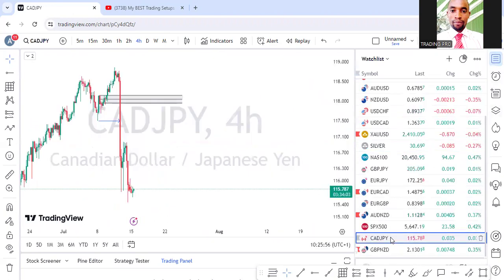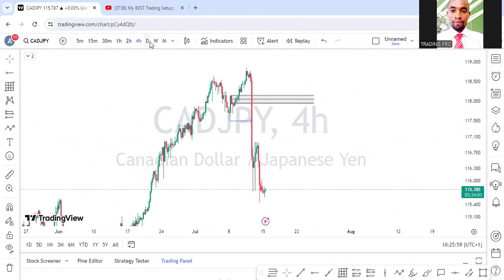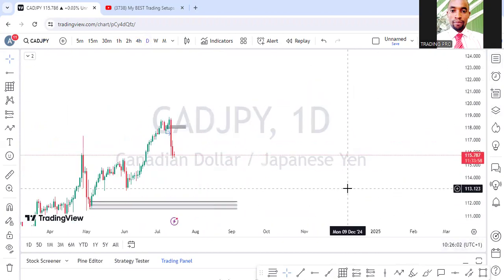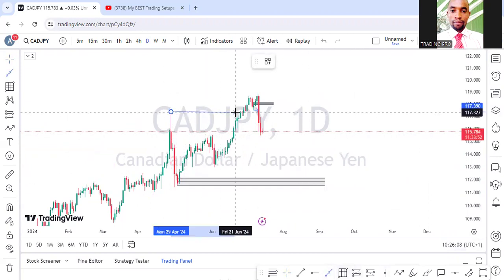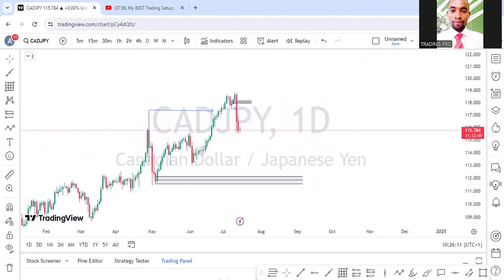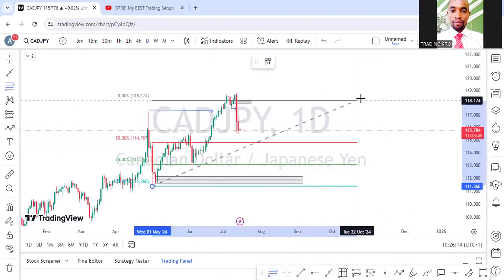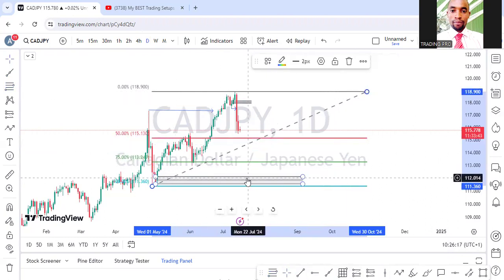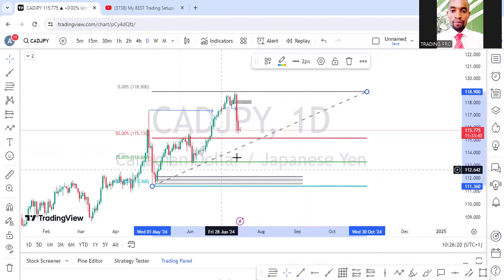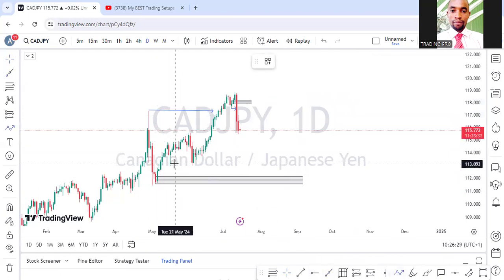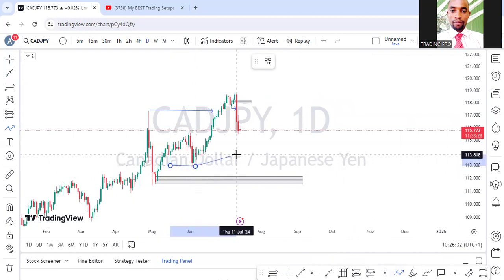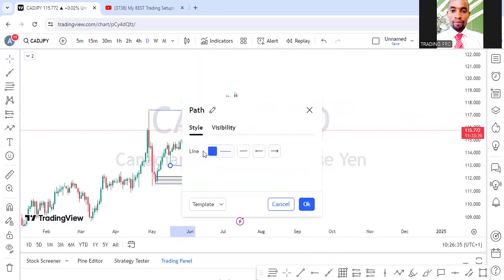Then quick one, I love this Cadjpy. So Cadjpy from daily perspective, we have this break of structure here on daily. So we have this break of structure there. Then from swing low to this high, so we have a discount, and below our discount we have this liquidity. We have this liquidity here. So I can see a liquidity, equal low that form liquidity here. So equal low that form liquidity there.